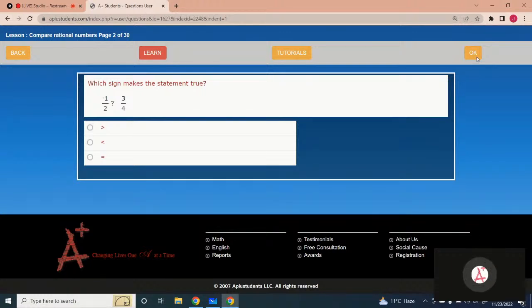Okay, the next one is, which sign makes the statement true? Negative 1 over 2 and 3 by 4. Which one is greater and which one is smaller? Negative numbers are always smaller than positive numbers. So negative 1 by 2 is less than 3 over 4. Got it?